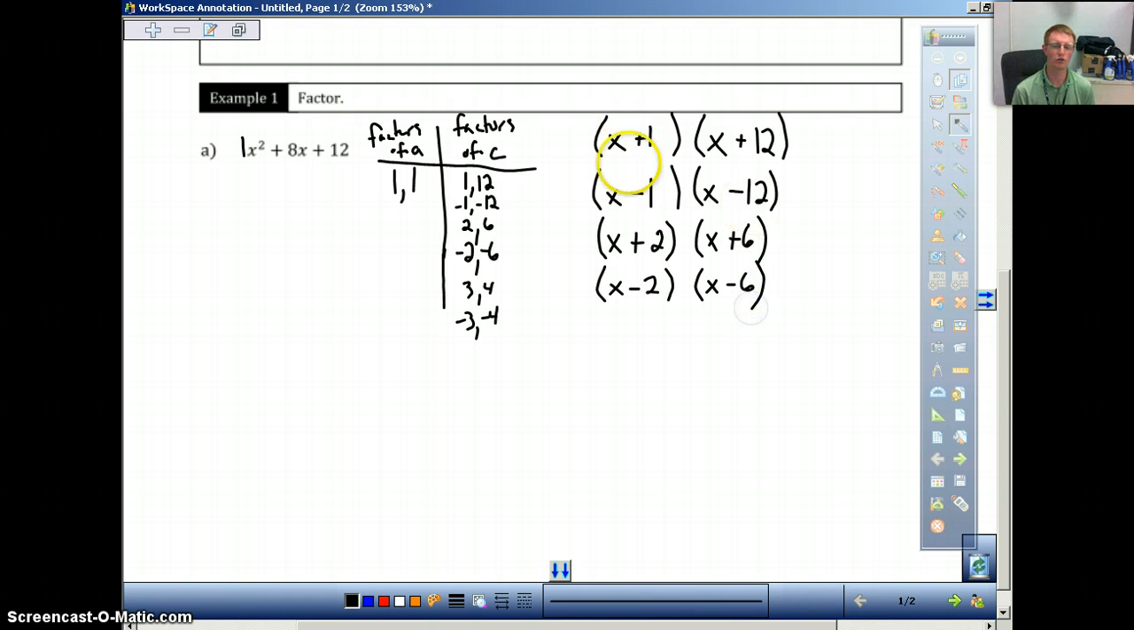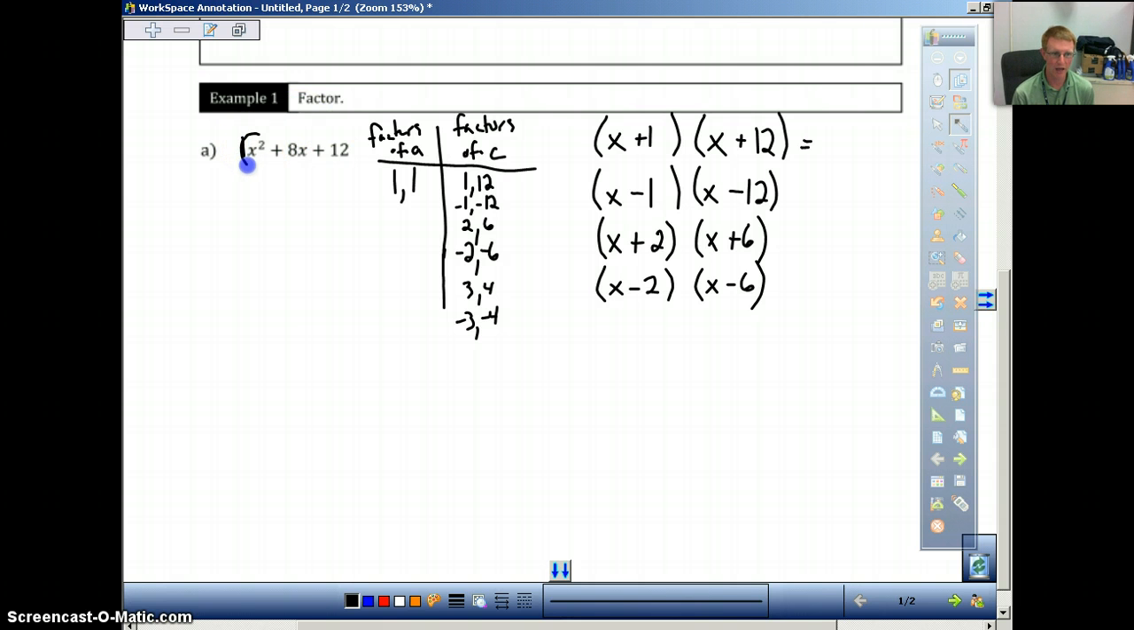You don't have to write them all out first. You could just do them one at a time. The idea is you would FOIL each one of these. x times x, x times 12, 1 times x, 1 times 12 equals. And then you would check to see whether it matches up. But I'm going to give you a little bit of a trick.